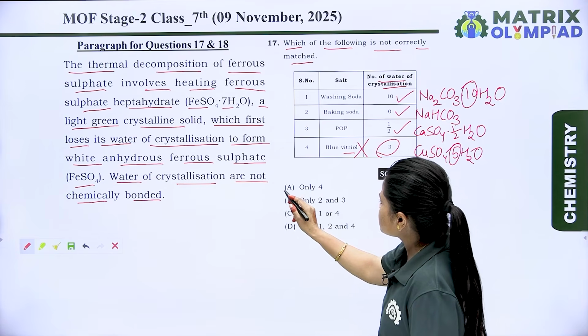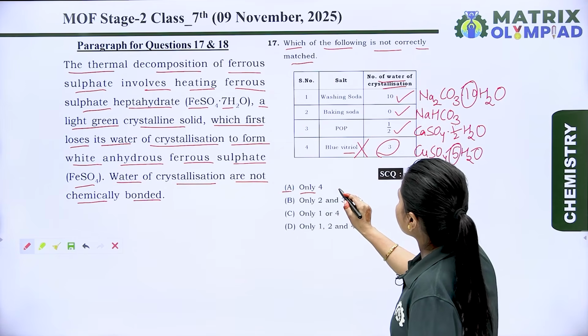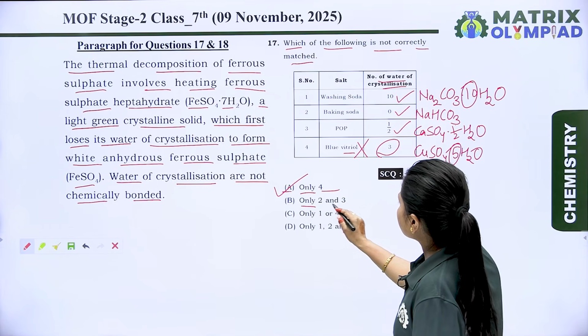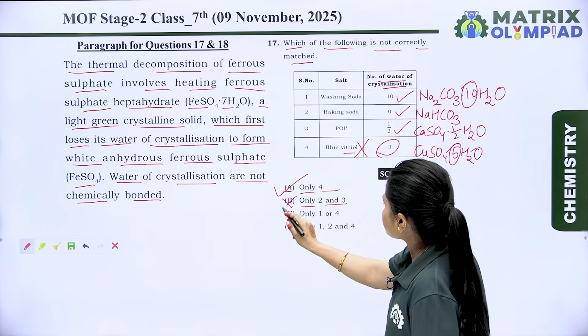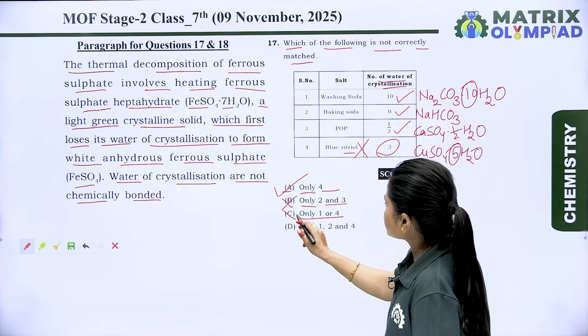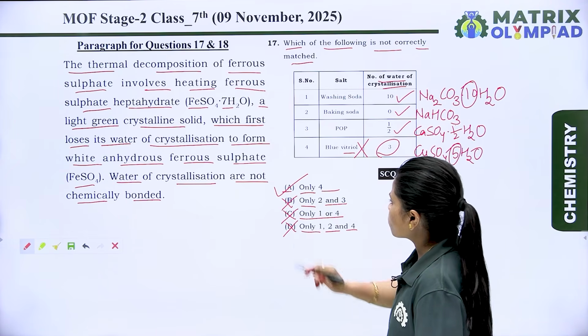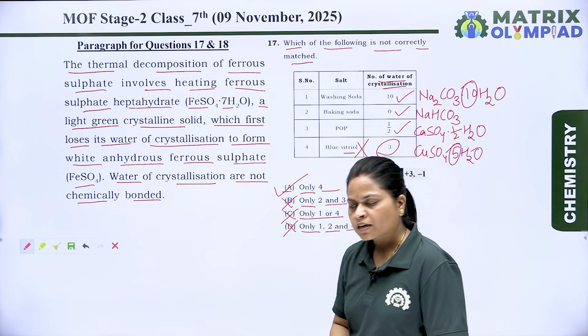So the option is option A, only 4. This is correct according to the question. B, only 2 and 3. No, it is wrong. Only 1 and 4. It is again wrong. Only 1, 2 and 4. This is wrong. So the correct answer is option A.